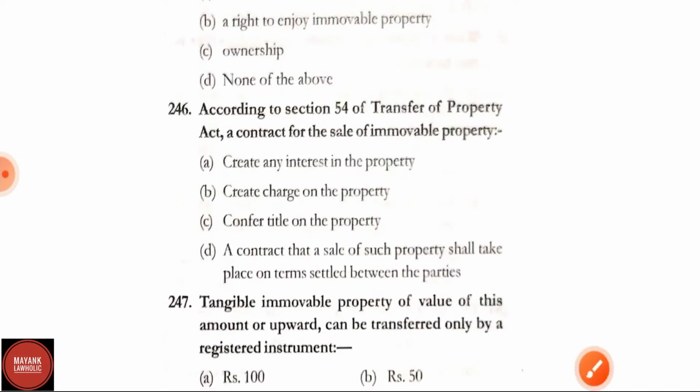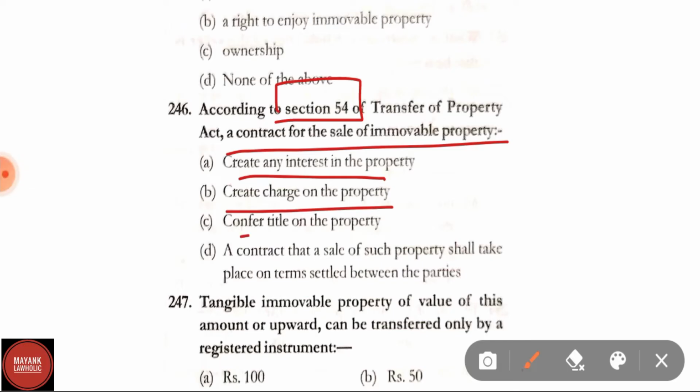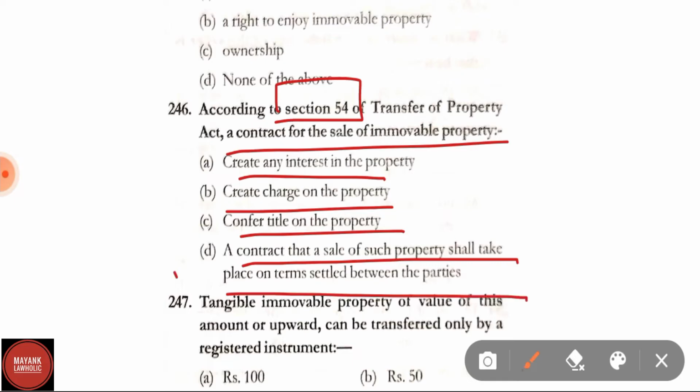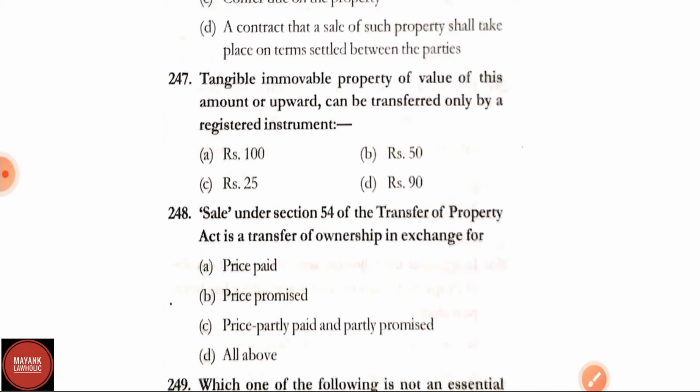Question number 246. According to section 54 of TPA, a contract for sale of immovable property: create any interest in the property, create charge on the property, confer title on the property, a contract that a sale of such property shall take place on terms settled between the parties. Correct answer is option D, that is a contract of sale of such property shall take place on terms settled between the parties.